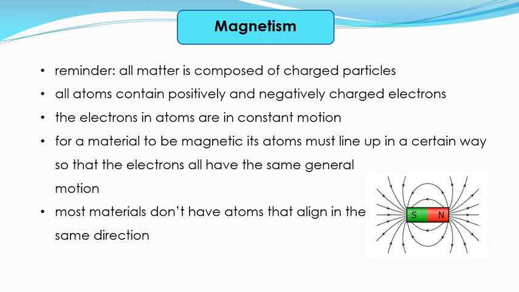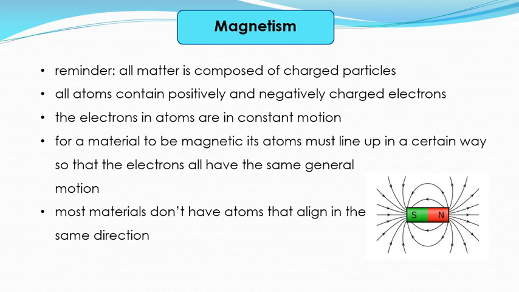So just as a review, all matter is composed of charged particles. And this is why, even if a magnet is not hooked up to electricity, it can still carry a magnetic charge. All atoms contain positively and negatively charged electrons, and those electrons in atoms are in constant motion. For a material to be magnetic, its atoms have to line up in a certain way so that the electrons all have the same general motion. So they'll all be traveling along the same path.